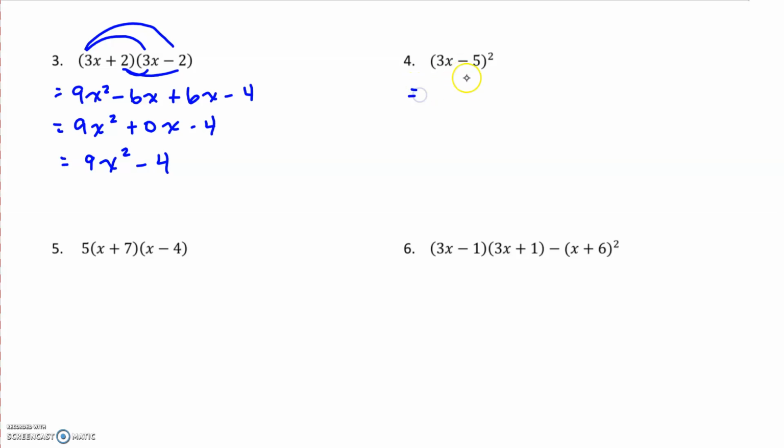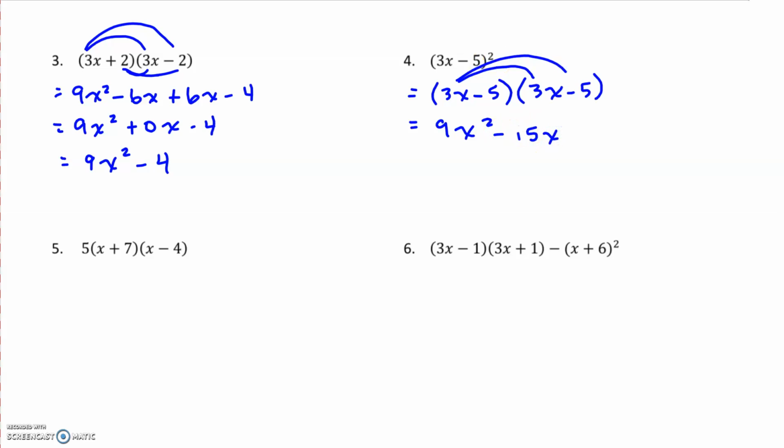Okay, for number 4, we have to first expand the power. So this is a power, the base is a binomial. So I'm just going to write the base twice. 3x minus 5 times 3x minus 5. And then this puts the question into a situation where we can solve. So we're going to go 3x times 3x is 9x squared. 3x times negative 5 is a negative 15x. Negative 5 times 3x is a negative 15x. And negative 5 times negative 5 is a positive 25.